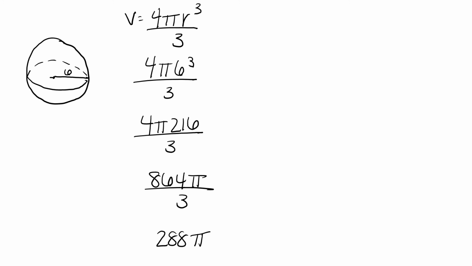Do not use 3.14, do not use 22 over 7. The directions do not tell us what to use, so we use the pi button on the calculator. And we get 904.7786, on and on and on.